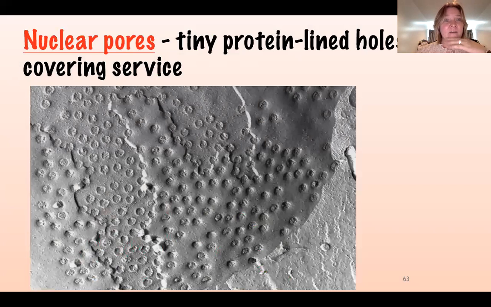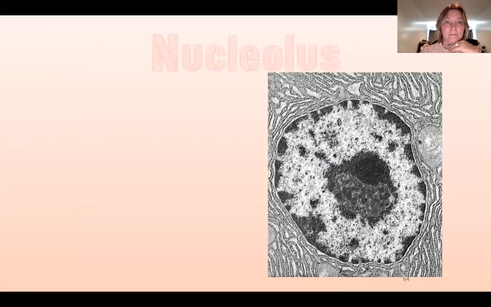And finally, we have the nuclear pores, all of these little tiny circles that you see here. These are protein-lined holes. They're basically like little channels that can open up and let RNA out.